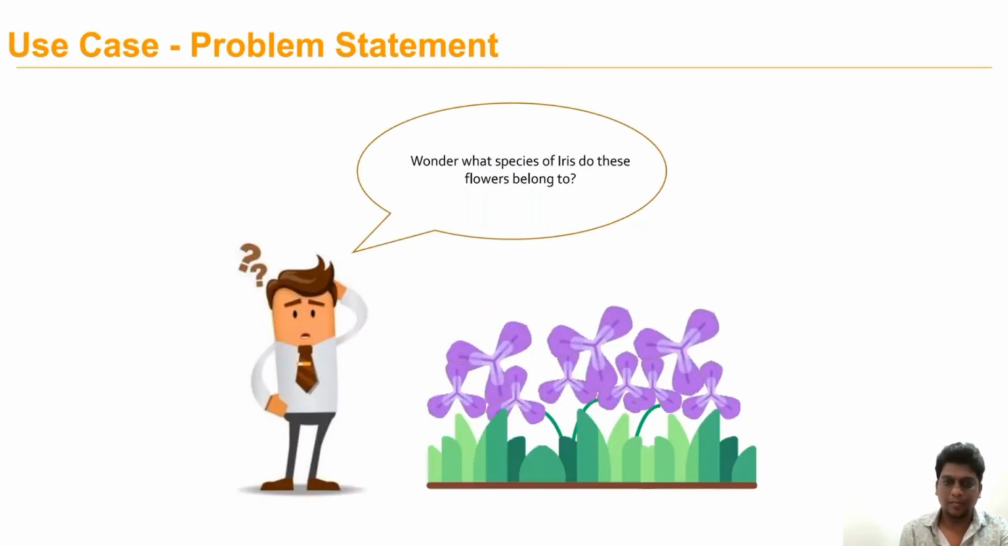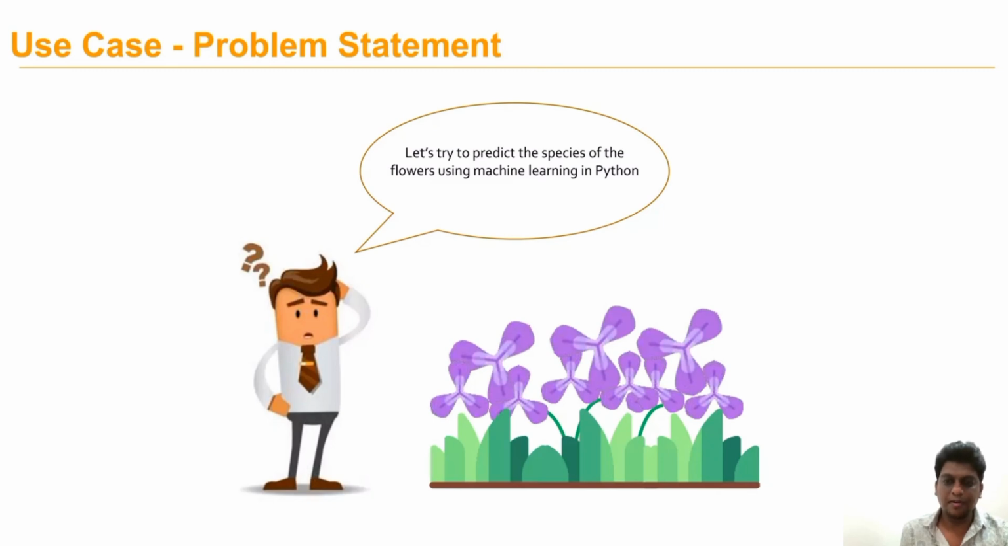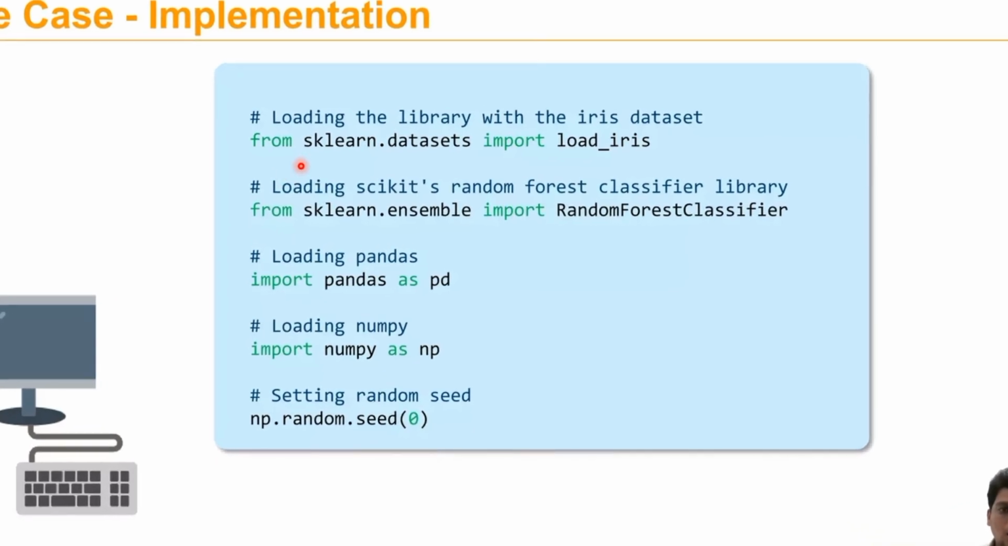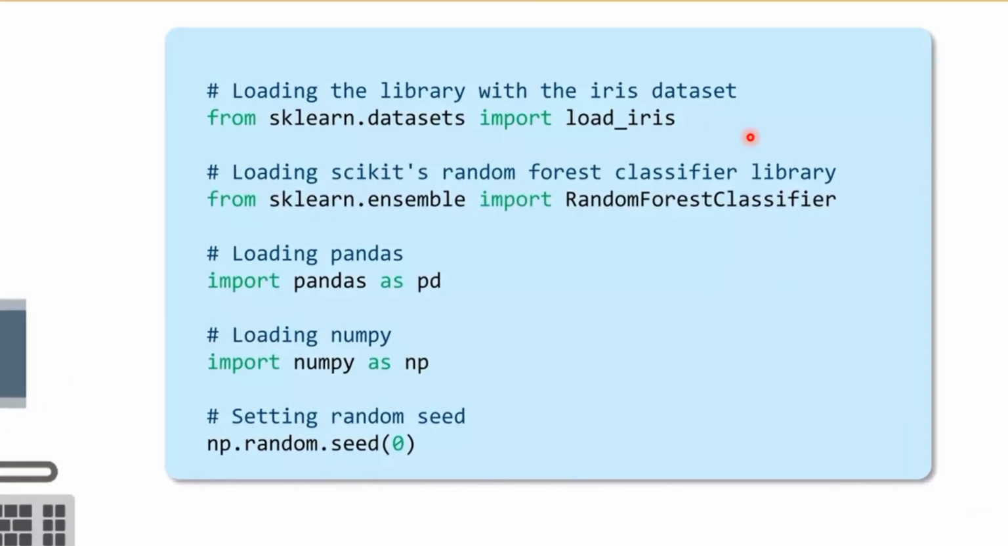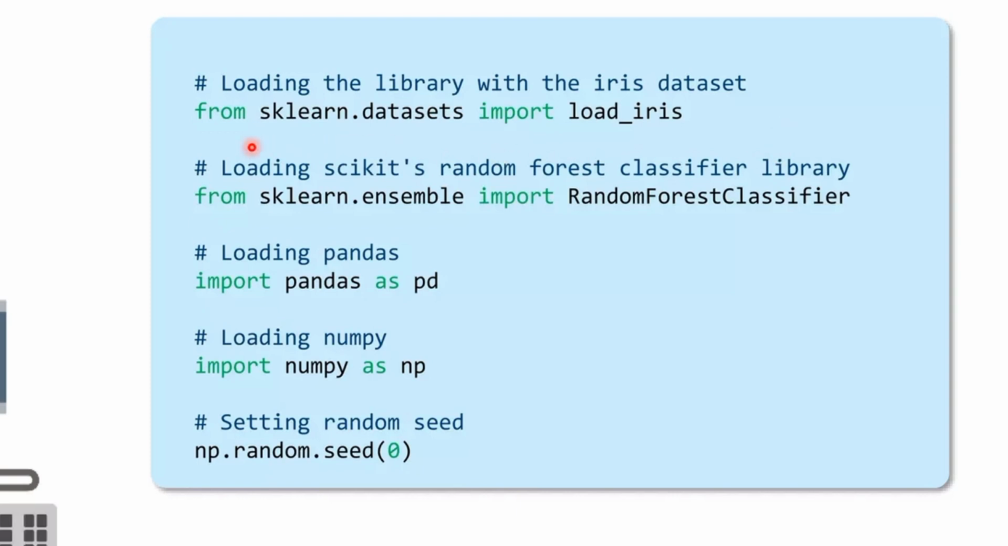Consider this problem statement. Now we have to identify which species of iris these flowers belong to. We have to predict this with the help of the random forest machine learning algorithm and implement it using Python. The first step is to load all the libraries with the iris dataset. From sklearn we load all the required data. Then we load the random forest classifier library. Then we load pandas and numpy.